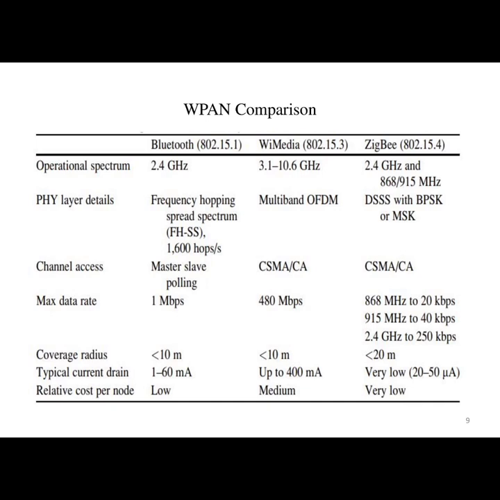Next, this table shows the WPAN comparison. The first one, 802.15.1, which is Bluetooth, and next one is WiMedia, that is 15.3. Next one, Zigbee, 802.15.4. So they have shown in the diagram the difference, right? Operational spectrum, PHY layer details, then channel access, then maximum data rate at which the data will be transferred, then coverage radius, how much area it can cover. Next, typical current drain, then relative cost per node.